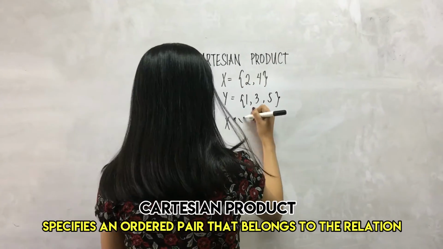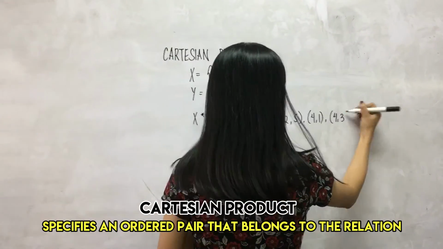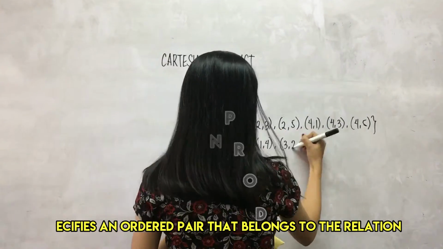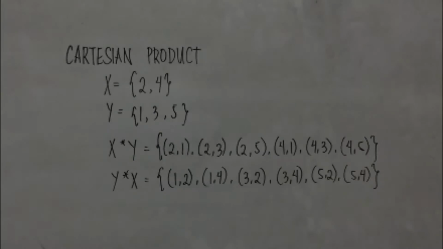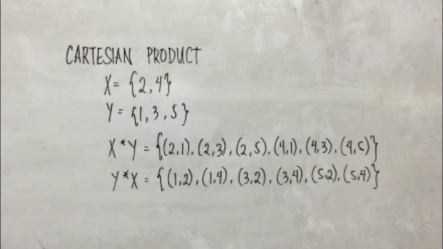Cartesian product. Using Cartesian product, we can specify which ordered pairs belong to the relation. For example, for the Cartesian product for X to Y, or relation from X to Y, we will pair all X values to Y values, while for the Cartesian product for Y to X, or relation from Y to X, we will pair all Y values to all X values.